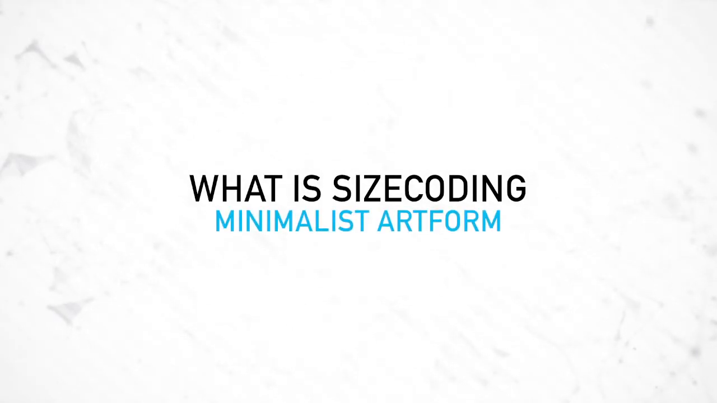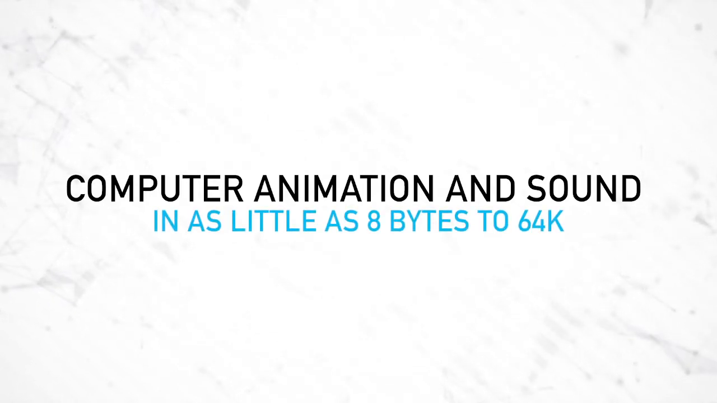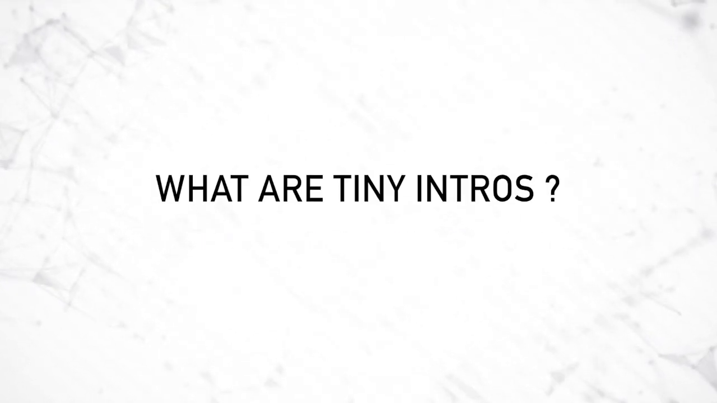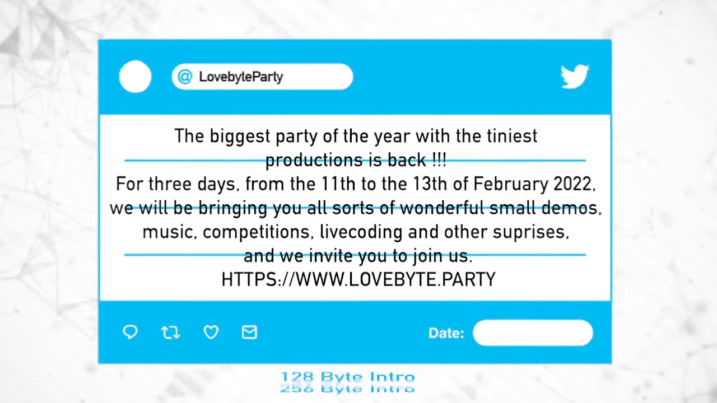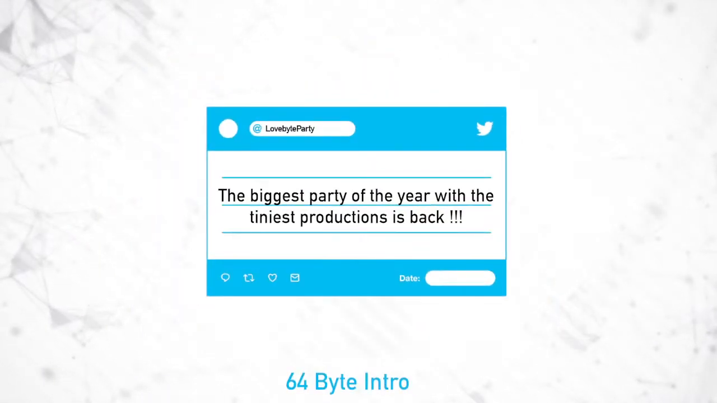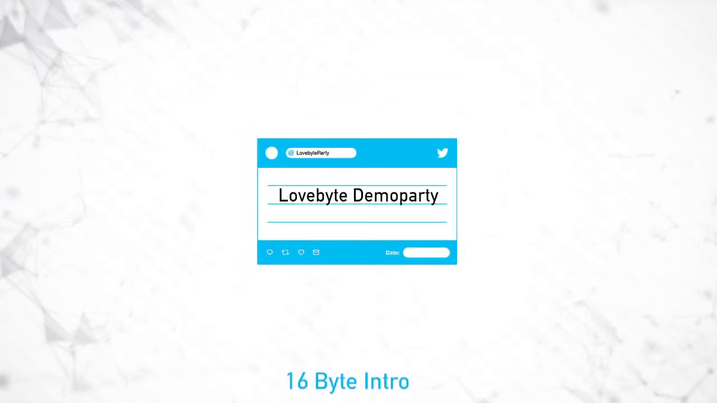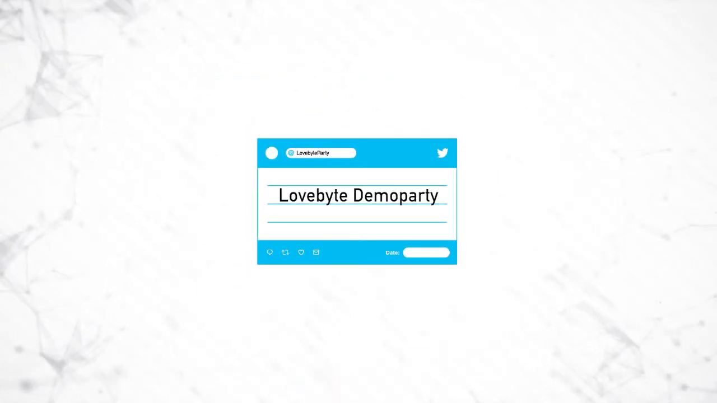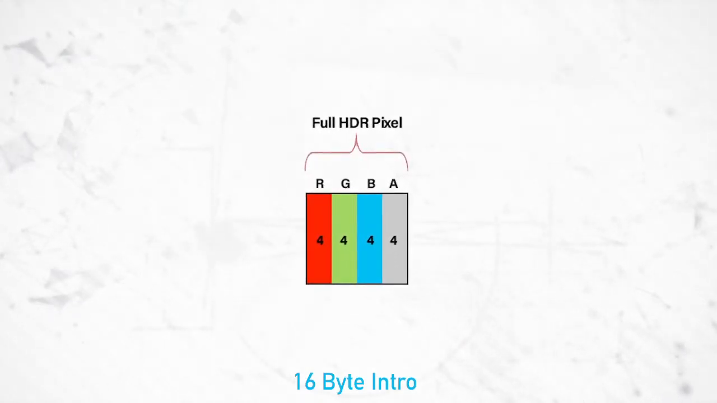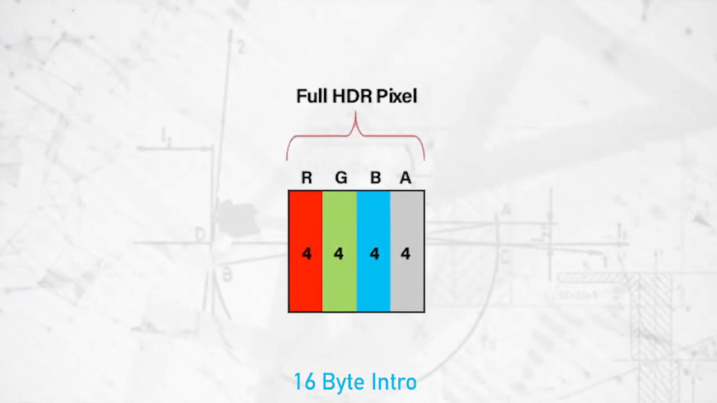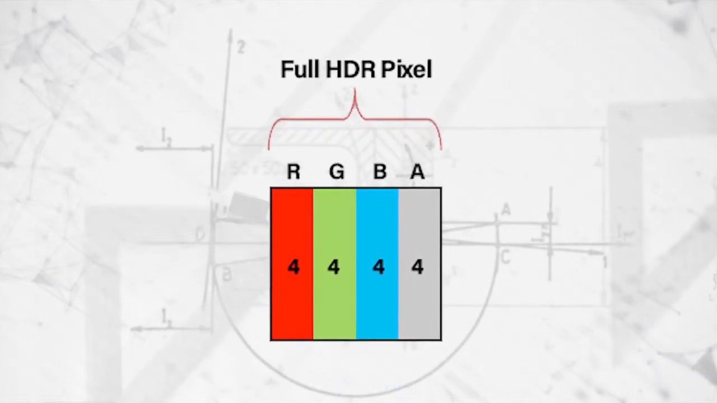Size coding is a minimalist art form with animation and music programmed on a computer in anything from 8 bytes to 64 kilobytes. 256 bytes is a popular size for a size coded intro. That's about the size of a tweet. Now divide that tweet in half, again and again, until it's barely two words. In the same space as a single HDR pixel, there is a hidden universe of creativity and mathematical complexity. What kind of visuals can you produce then? How much creativity can you unleash?